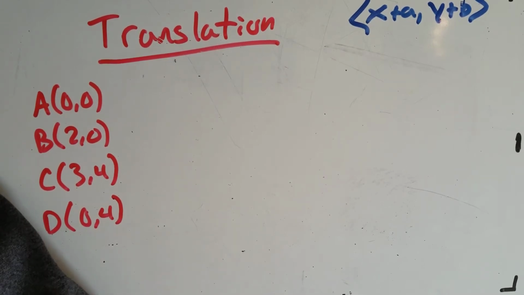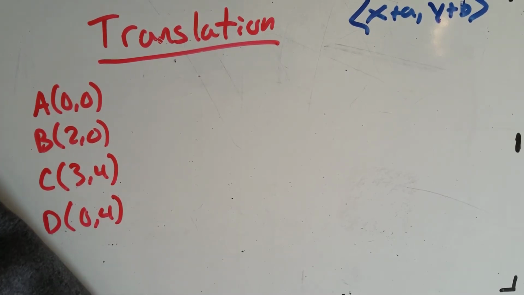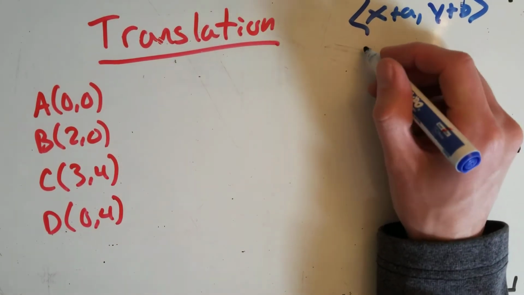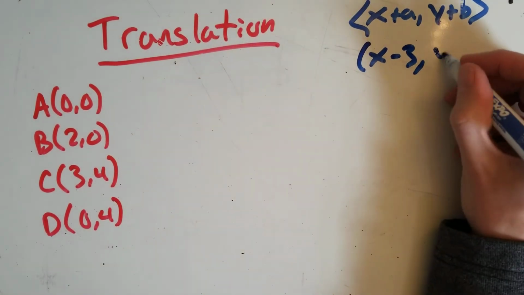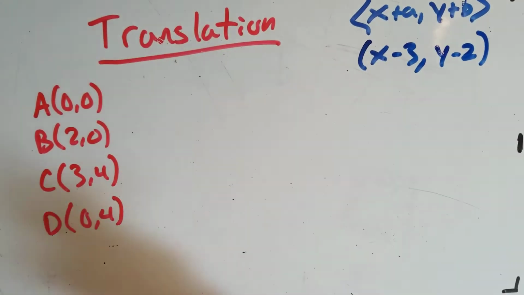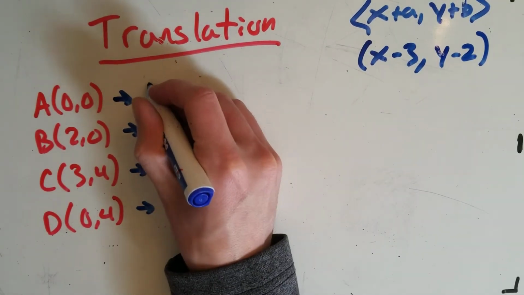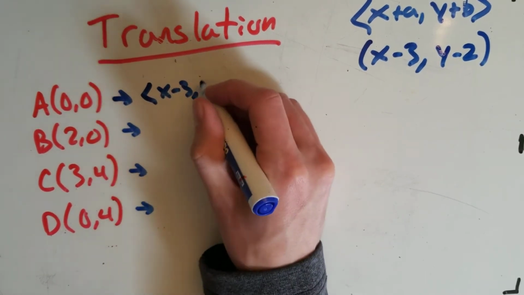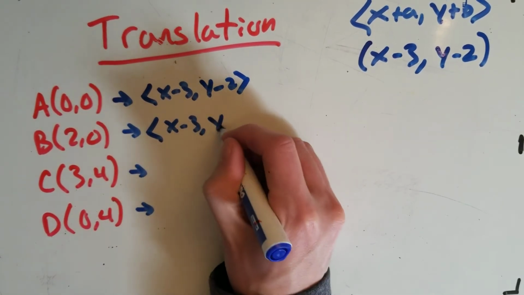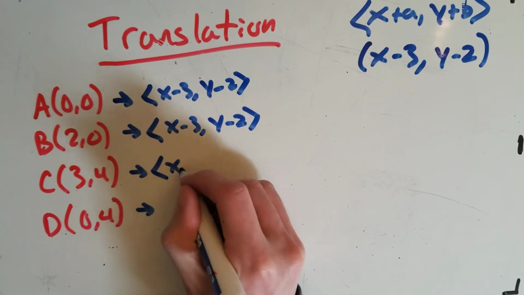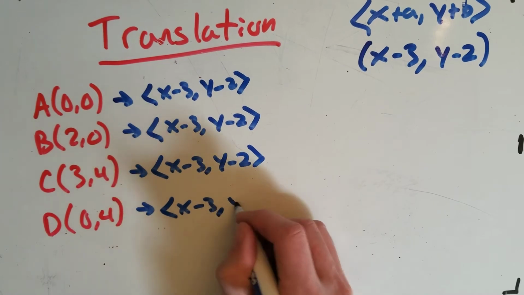left and 2 units down. So 3 units left and 2 units down. What I like to do: 3 units left means x is going to go to the left, so x minus 3. And 2 units down means y is going to go down, so y minus 2. So each one of these vertices is going to go through the transformation, which I'll write in vector form, x minus 3, y minus 2.